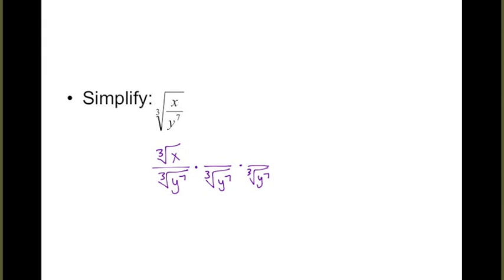Why did I do that? Because it's a cube root, so I need 3 of them. So there's 1 there, do 2 more, so I've got 3 of them. What do I do on the top? Same thing. Same exact thing, so I'm really only multiplying by 1.